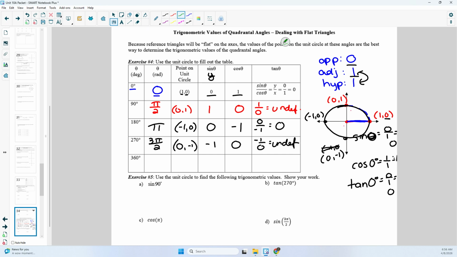And everything for 0 or 360 is going to match 0, so I'm not going to bother drawing it again because we know that those angles fall in the same spot. So this is also 0.